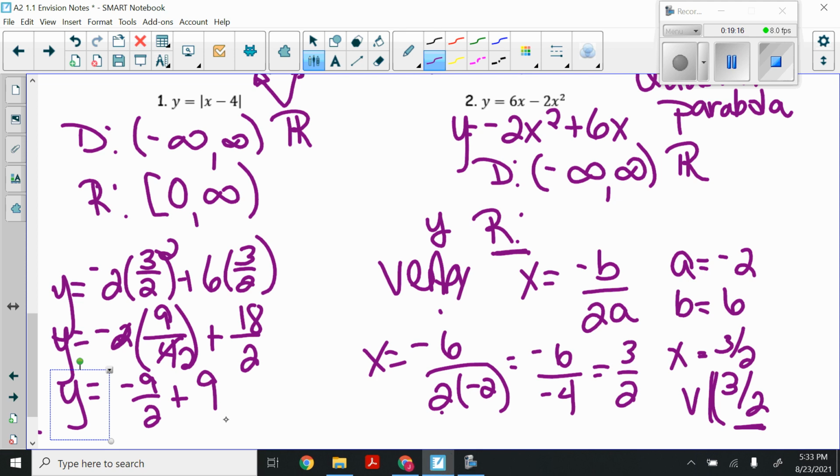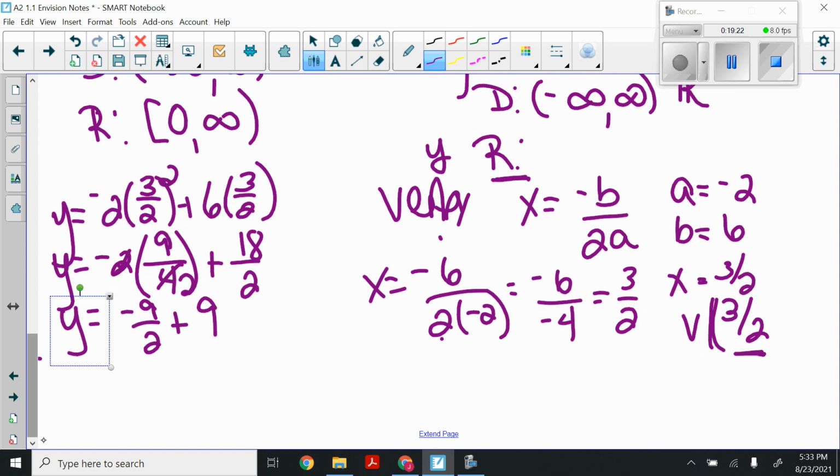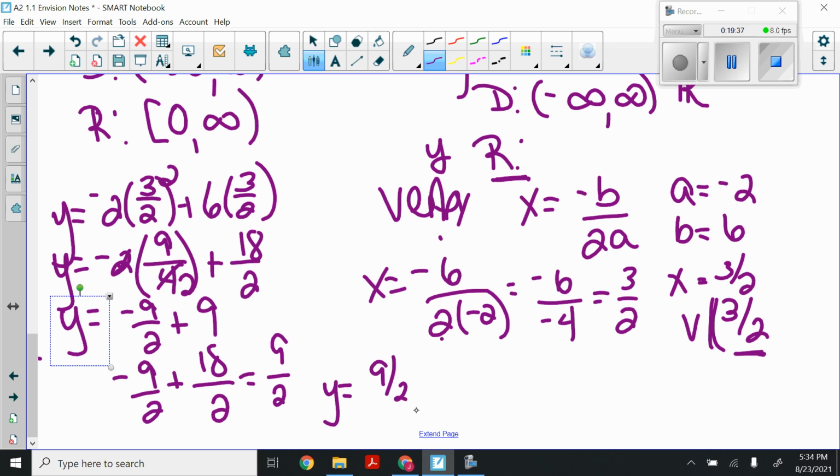So now I need to get a common denominator in order to add these together. So negative 9/2 plus 18/2, right? They now have the same denominator, so I can add them. Negative 9 plus 18 is 9. My denominator is 2. So my y value is 9/2. So the vertex, or the low point of this graph, if we were to graph it, would have been the point 3/2, 9/2.